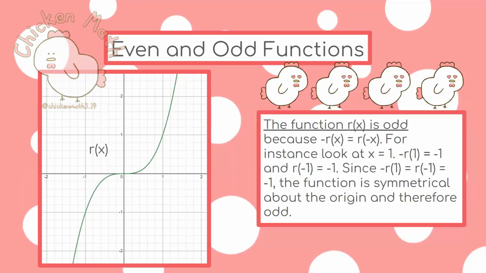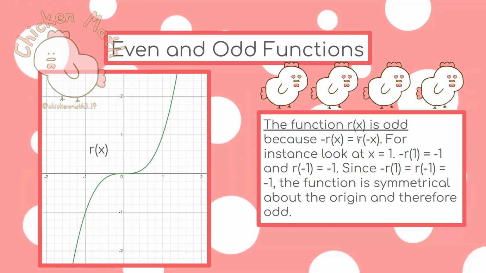Next, we have r of x, which is odd, and here's why. Negative r of x will equal r of negative x because r of x is odd. So let's take a look at x equals 1. If x equals 1, we're going to look at r of 1. R of 1 is equal to 1. Now, we want negative r of x. Well, negative r of 1 is just going to be negative 1, since r of 1 is 1.